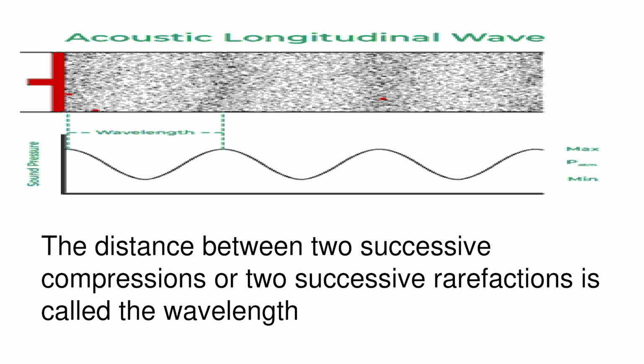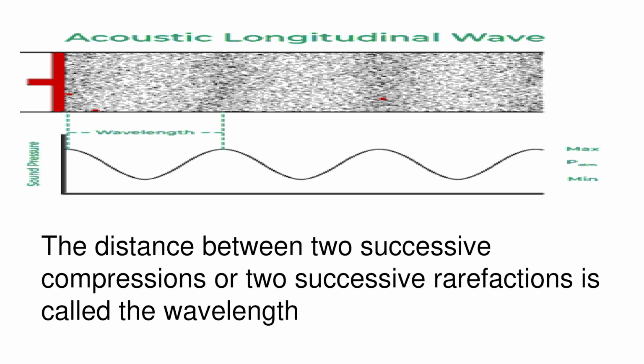Now, why is the sound wave a longitudinal wave? We have given the explanation. The sound wave comprises compressions and rarefactions, and the distance between two successive compressions or two successive rarefactions is called the wavelength.